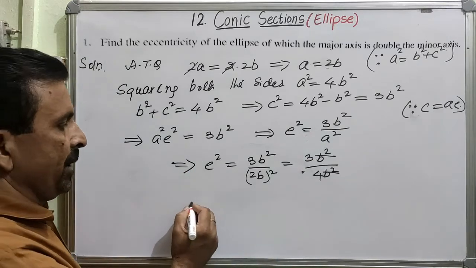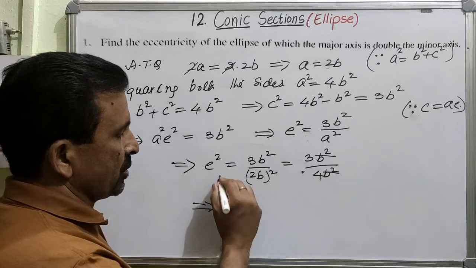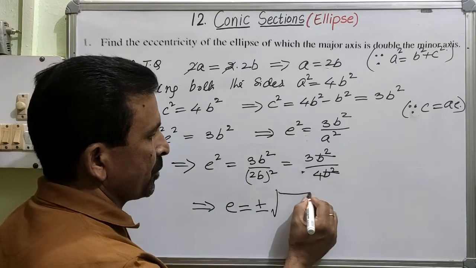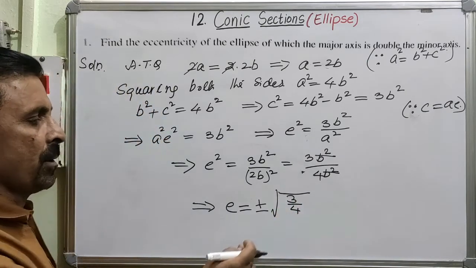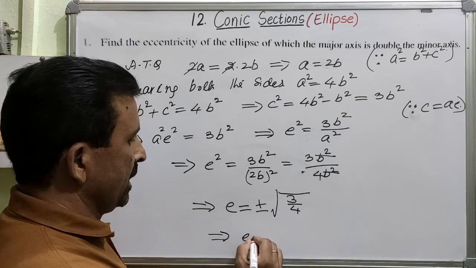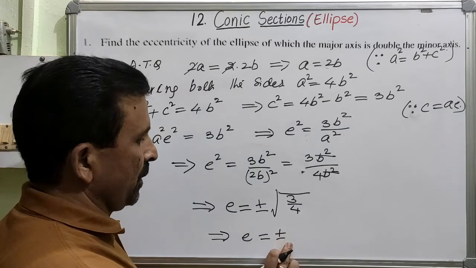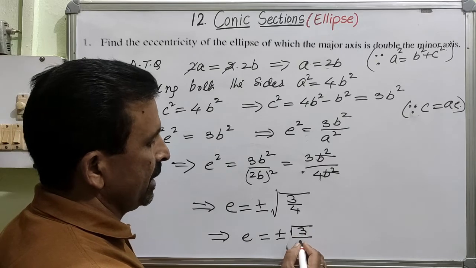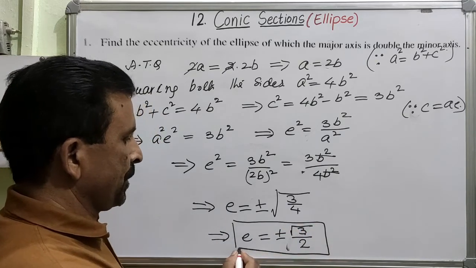Now to find the value of e, this square will be shifted to the other side. The square goes to that side, means your answer will be plus minus root over 3 over 4. Right? And as you know that 4 is a perfect square number, that part will come out, and your final answer will be e is equal to plus minus root 3, and the denominator will be 2. This is the final value of your eccentricity.